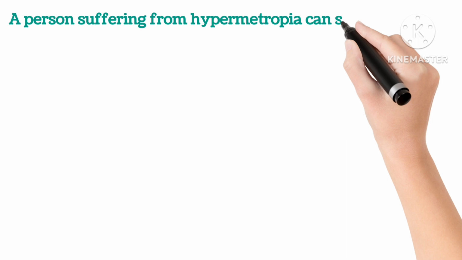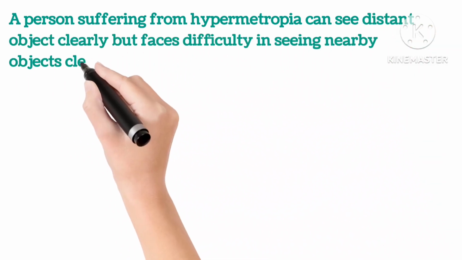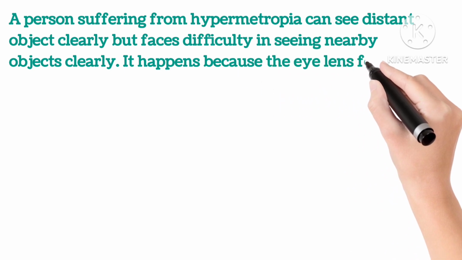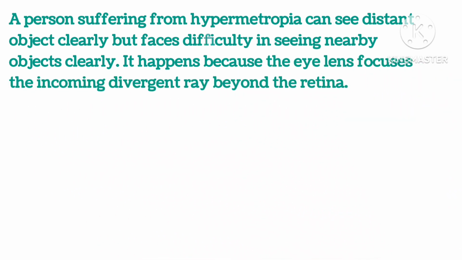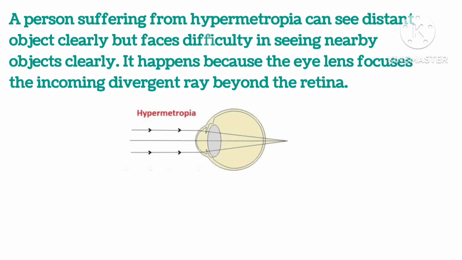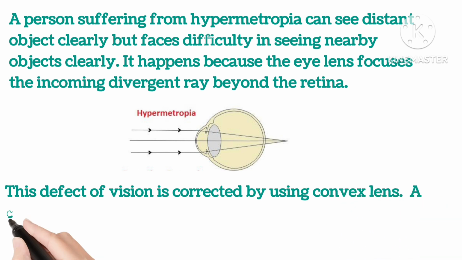A person suffering from hypermetropia can see distant objects clearly but faces difficulty in seeing the nearby objects clearly. It happens because the eye lens focuses the incoming divergent ray beyond the retina, as you can see here in the picture. This defect of vision is corrected by using convex lens.